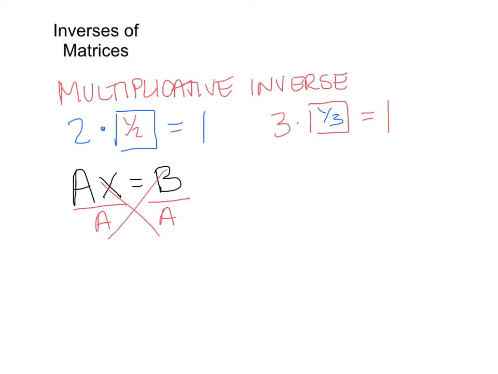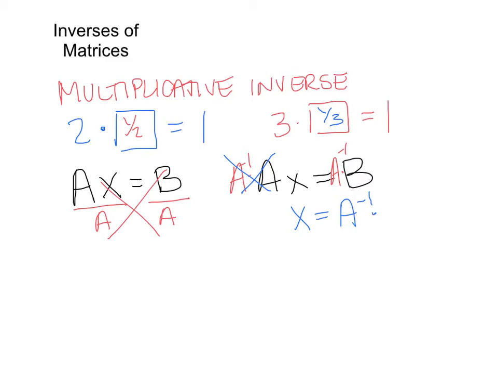Instead of dividing, if we had AX equals B, we would multiply both sides by its inverse. And if you remember from our functions, we use that -1 notation to show the inverse. If you multiply both sides by the inverse, that's how we're going to end up with these equaling 1. So we have matrix X equals the inverse of matrix A times B. And that's how we would solve for matrix X. This is going to come in very handy when we solve systems using matrices. So we need to be able to find an inverse.